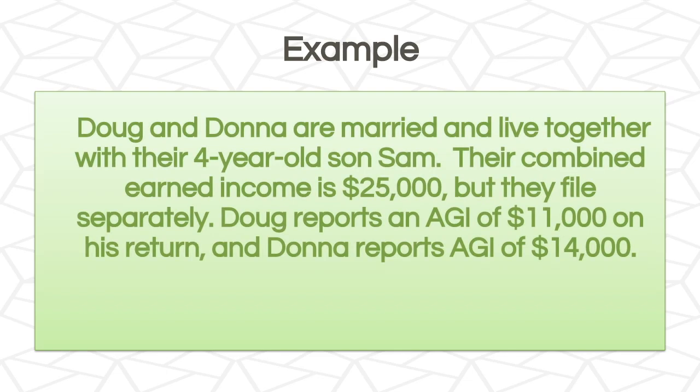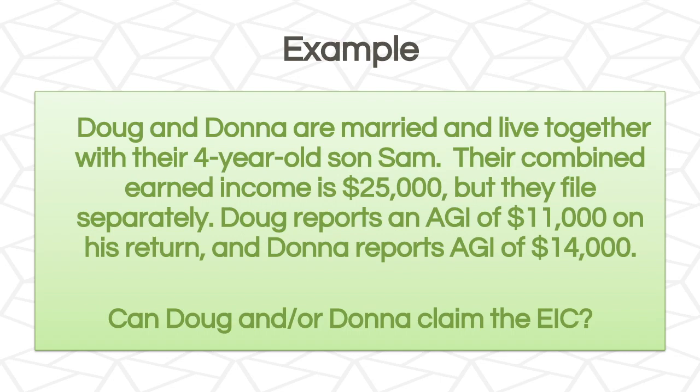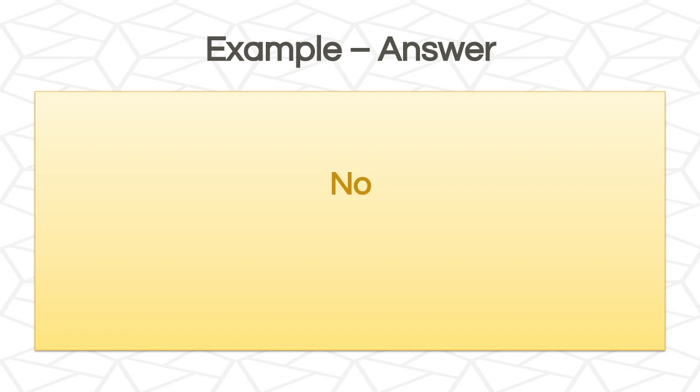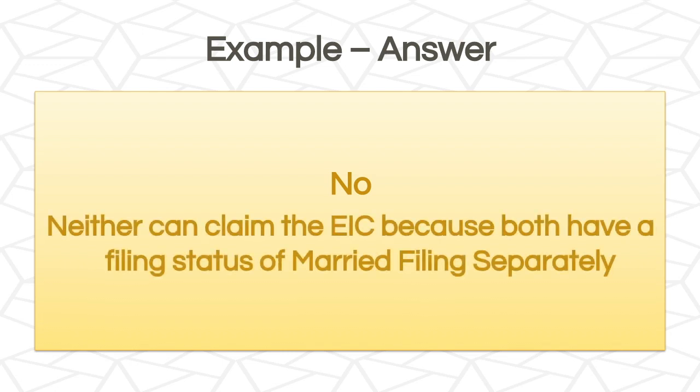Now, Doug and Donna are married and live together with their 4-year-old son, Sam. Their combined earned income is $25,000, but they file separately. Doug reports an AGI of $11,000 on his return, and Donna reports an AGI of $14,000 on her return. Can Doug or Donna claim the EIC? So we know they cannot claim EIC, and that's because they are filing separately. So just another reason that the MFS filing status is not advantageous. It automatically disqualifies them from the credit.